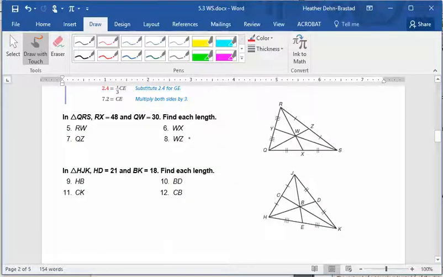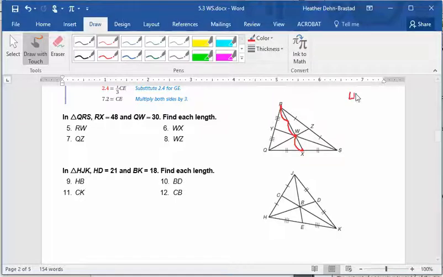So in number 5 through 8, we're going to be looking at this figure over here, triangle QRS, and they give us some information. They say that RX is equal to 48, and that is a median. And we know it's a median because it is a segment that goes from the vertex of the triangle to the midpoint of the side opposite. So the median is going to be divided, this is the centroid here. So remember that this is 2 parts and this is 1 part.